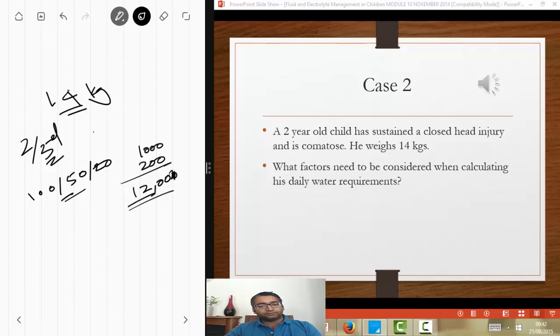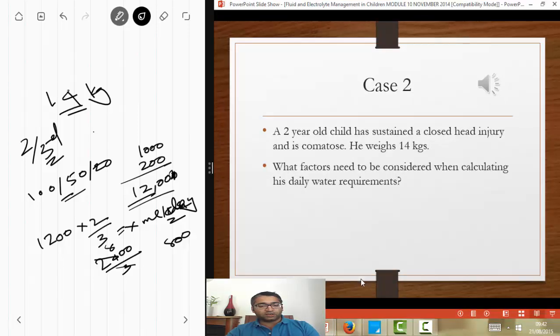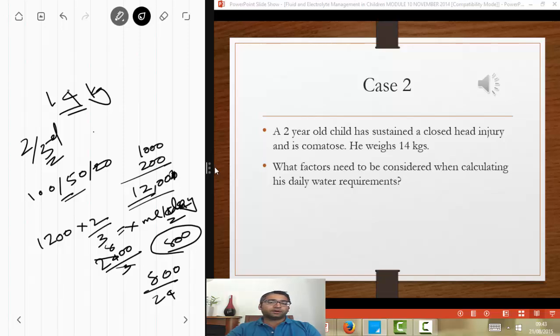So I only want to give 2/3, so you do 1200 times 2 by 3. So that many mL per day. So in this case you got 2400 divided by 3, so that is 800 mL there. So you want to divide that 800 by 24, that will give you the mL per hour. So hope that was simple.